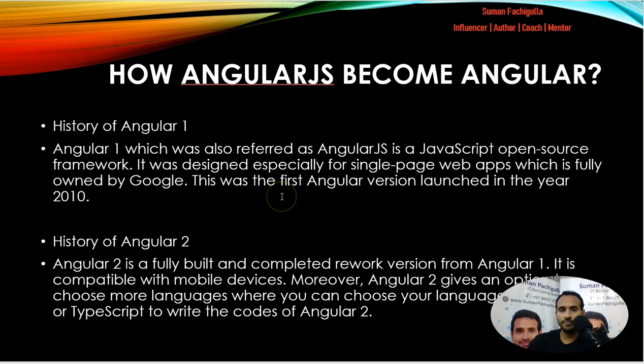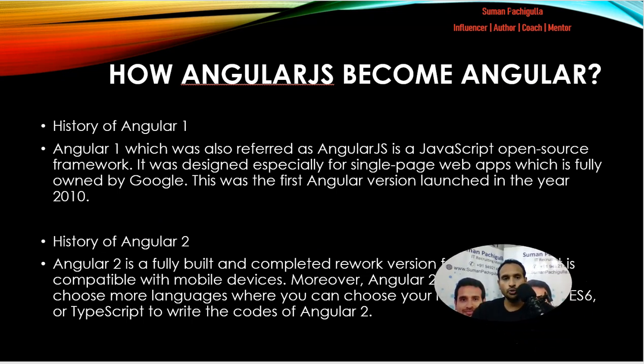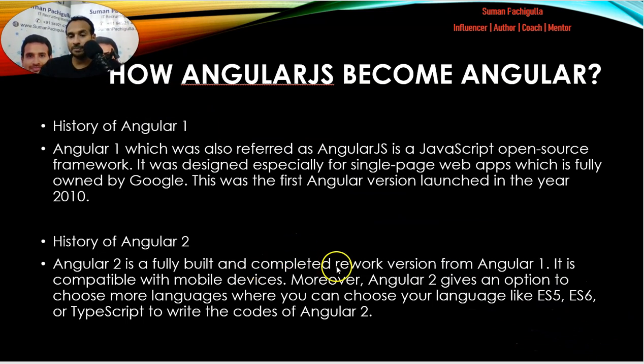Now here is a history. Angular 1, which was also referred to as AngularJS, is a JavaScript open source framework. It was designed specifically for single page web applications, which is fully owned by Google, and they released it in 2010. Now when did Angular 2 come in? Angular 2 is a fully built and completed rework version of Angular 1. It is compatible with mobile devices. That is the reason they did it, because AngularJS was not compatible.